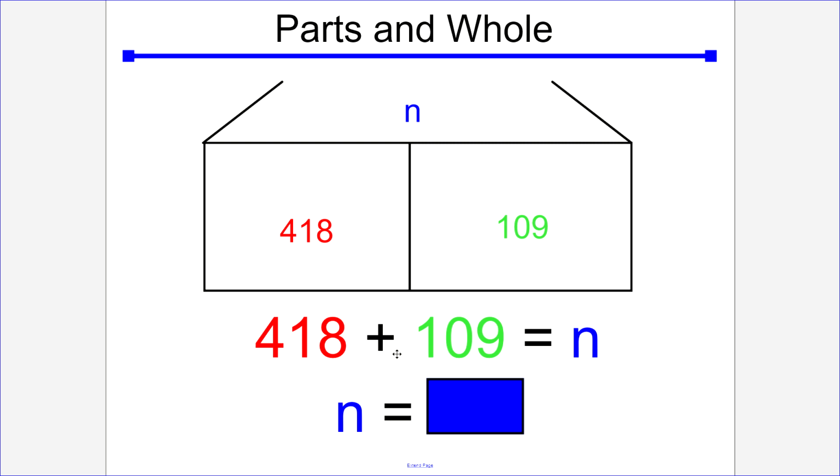On a piece of scratch paper, write 418 plus 109 vertically and add it carefully, making sure to regroup if you need to. Then you can tell me what n equals. You are so right. N equals 527. We added our two parts together, 418 plus 109, and it equaled our whole, 527. Let's look at another bar diagram together.